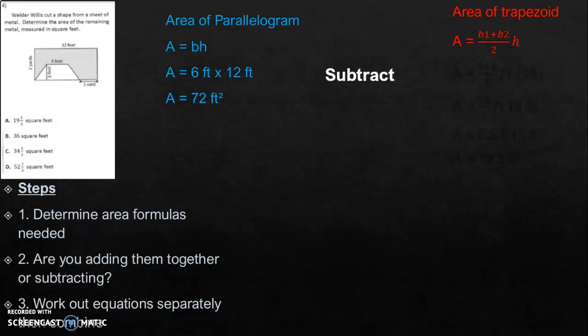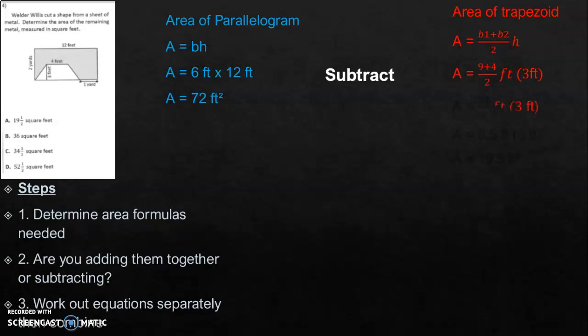But notice that next to the shape, it does have a distance of 1 yard. So if I know the whole thing is 12, and that small piece is 1 yard, then I just need to subtract that 1 yard from the 12 feet to know what the second base is. So 1 yard is 3 feet, so 12 minus 3 is going to give me 9. So I have 9 plus 4, right? So base 1 plus base 2, 9 plus 4 divided by 2 times 3, because my height is 3.